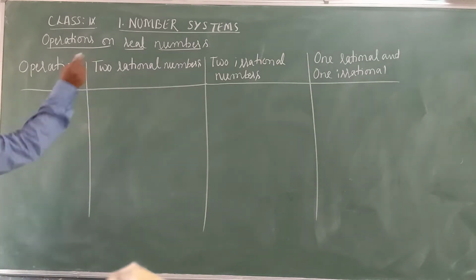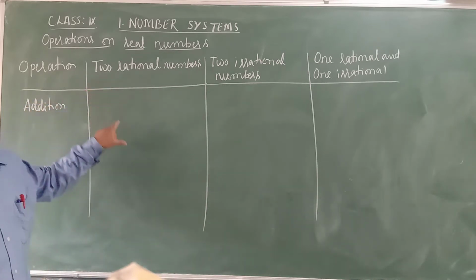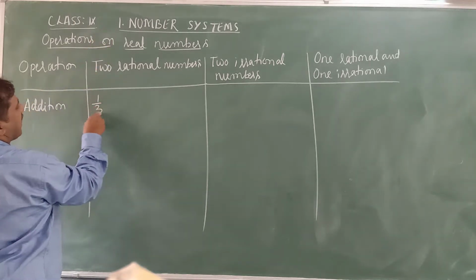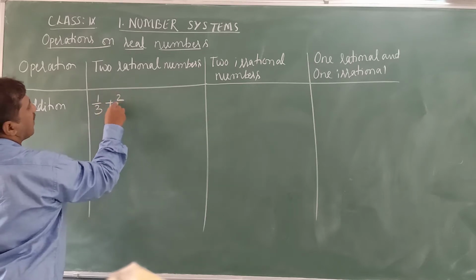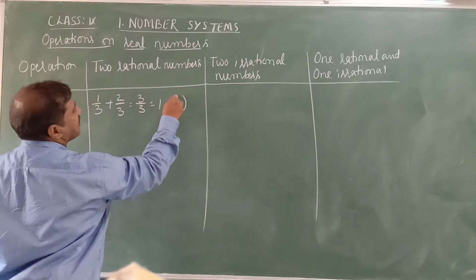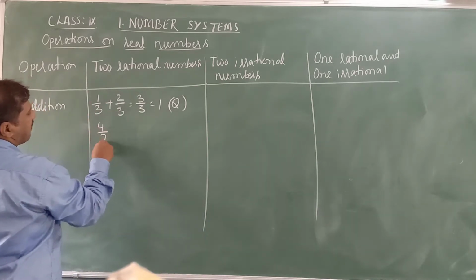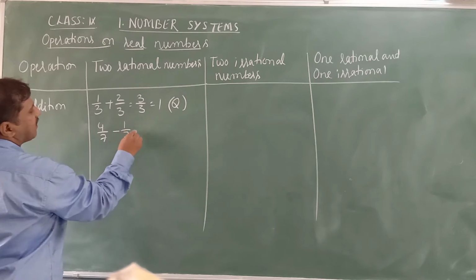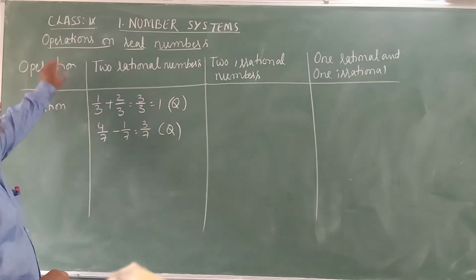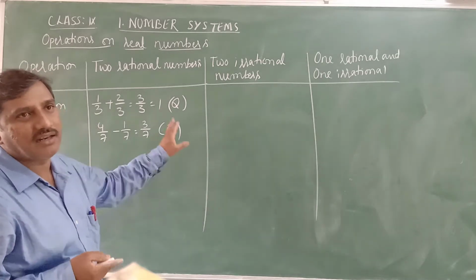Yes, the first operation we take is addition. So under addition, the sum of two rational numbers is also a rational number. We have studied this. Take any two rational numbers, 1 by 3 plus 2 by 3 equals 3 by 3, which equals 1. It is a rational number. Q stands for rational numbers. Or you take any other numbers, 4 by 7 plus 1 by 7, that is 5 by 7. That is, the sum of any two rational numbers is always a rational number.